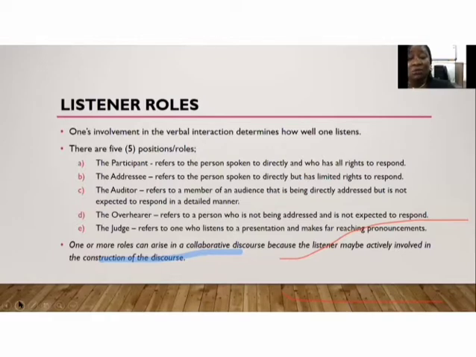It is important to note that one or two of these roles can arise in any collaborative discourse, because the listener may also be involved in constructing that conversation. So they are not mutually exclusive. In one discourse, the listener could be a participant and later switch to an auditor or later switch to a judge.